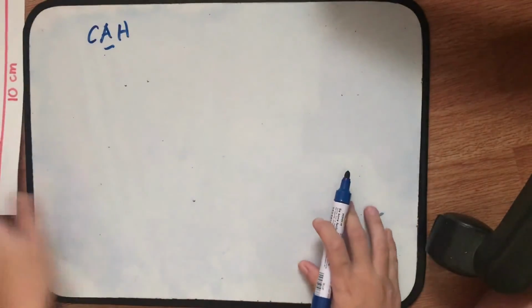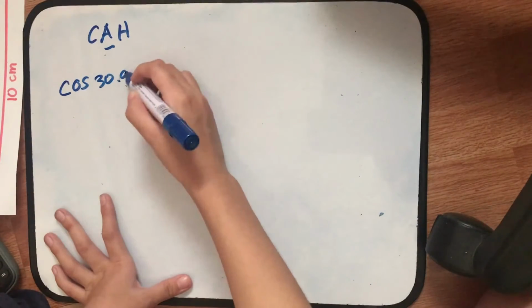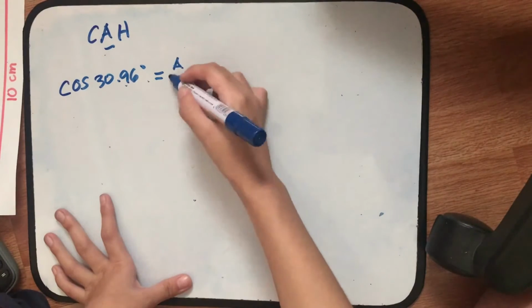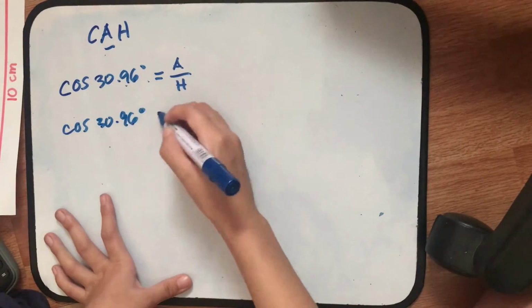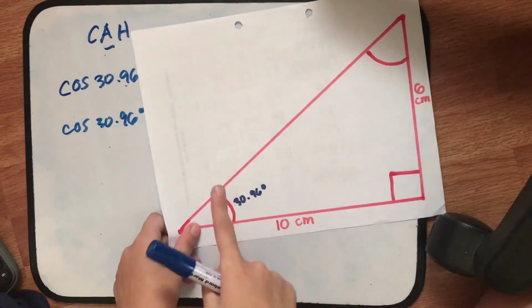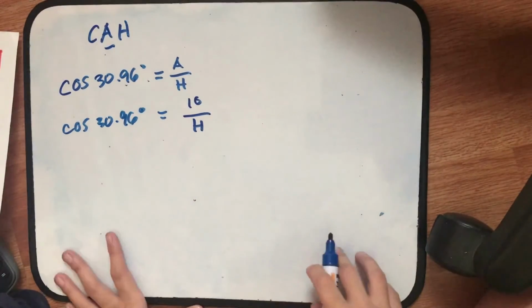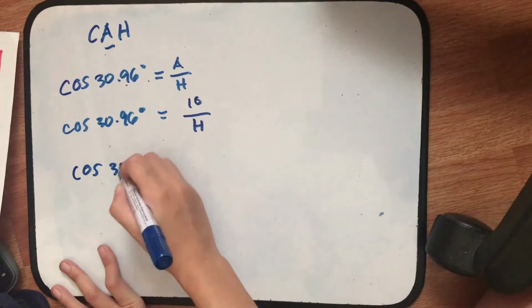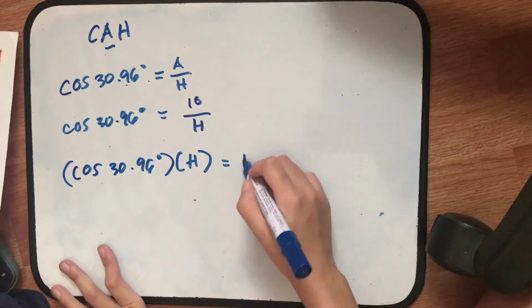So by solving cosine, cosine of 30.96 degrees is equal to the adjacent over hypotenuse. And then we input the value of the adjacent, which is 10 centimeters. So 10 over h. Now perform the cross multiplication, and it'll be cosine 30.96 degrees times hypotenuse is equal to 10.